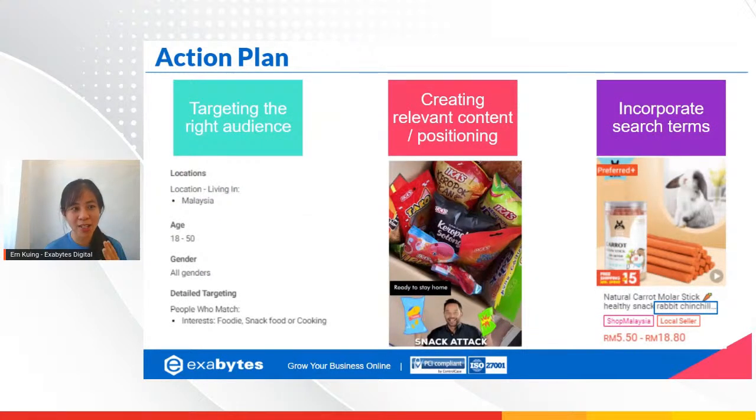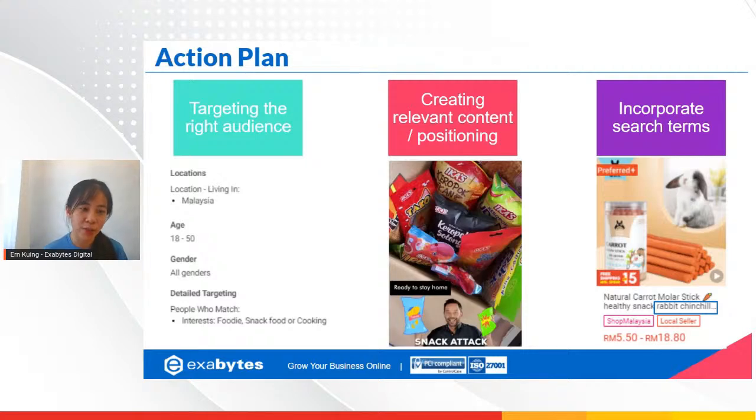Next, let me share some of the action plan that you can use when you have key data points such as demographics, interest, location, channel, and search. So just now I have mentioned that we can actually target the right audience, and also if you have interest data, you can also do detailed targeting.